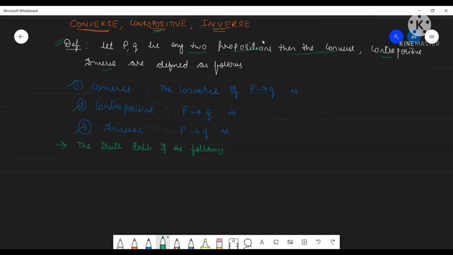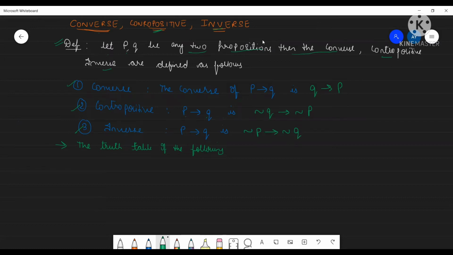Now, what will be the converse of P implies Q? The converse will be Q implies P. The contrapositive of P implies Q is written as negation Q implies negation P. And the inverse of P implies Q will be negation P implies negation Q. I hope I'm clear with all three: converse, contrapositive, and inverse.